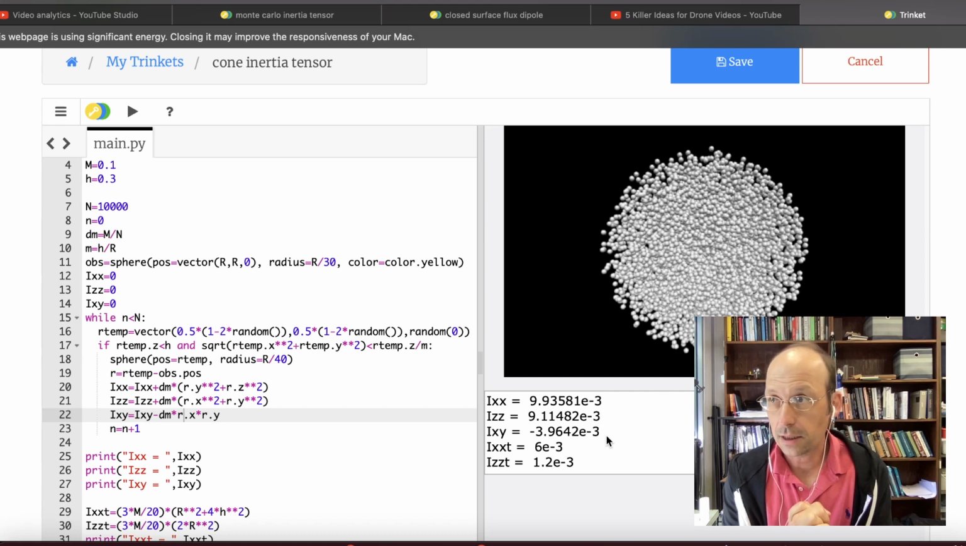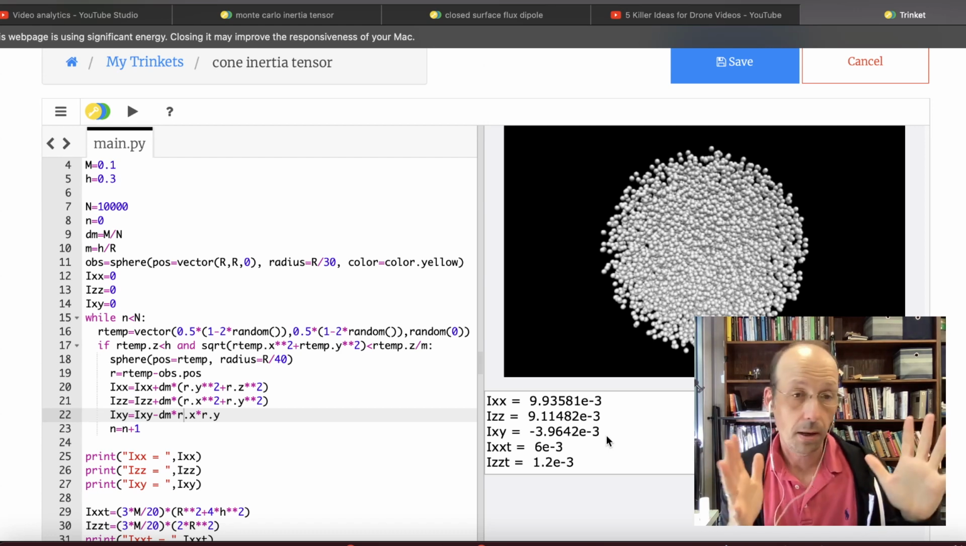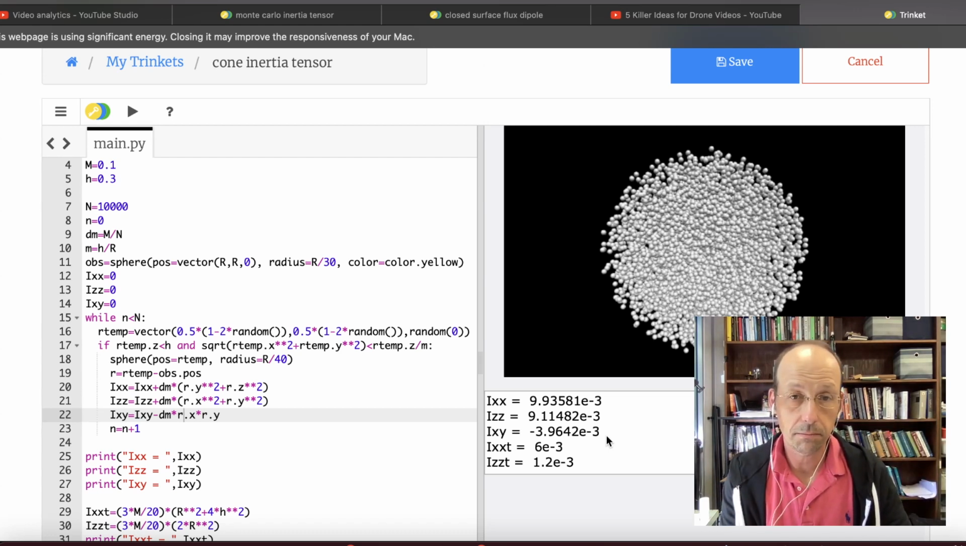Okay, I think I'll stop there. The difficulty here is constructing these points so that they are in the space that you want. I want them in a cone. That was, I think, the only difficult part. Everything else was just plugging it into the moment of inertia component equation. So, okay, I will give you this code down below.